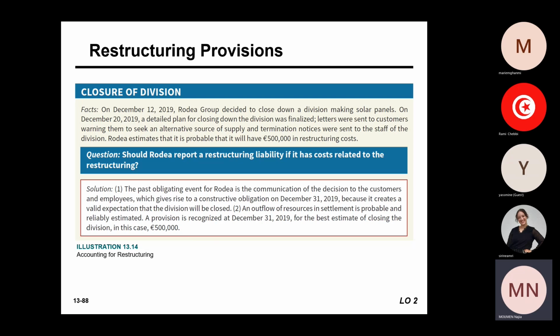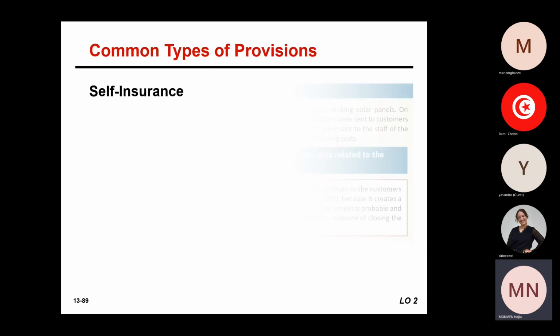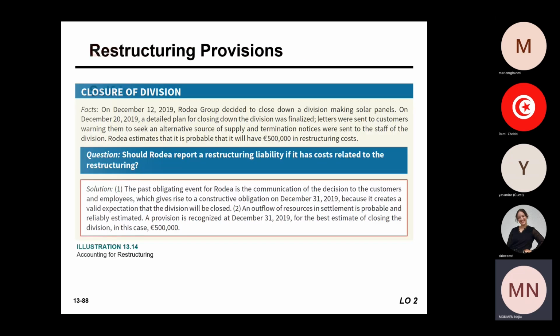There is a valid expectation that there is no supply in the future, of course, of these solar panels, etc. So outflow of resources in settlement of this obligation is probable. It can be reliably estimated, said to be $500,000. So here we should debit an expense and record 500,000 as restructuring liability. Okay, so restructuring expense and restructuring liability for 500,000.